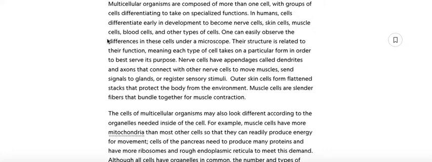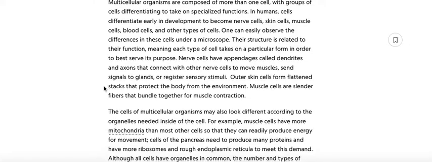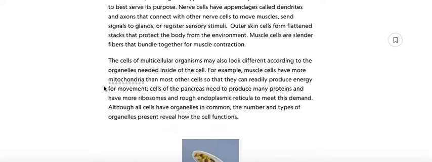Their structure is related to their function, meaning each type of cell takes on a particular form in order to best serve its purpose. Nerve cells have appendages called dendrites and axons that connect with other nerve cells to move muscles, send signals to glands, or register sensory stimuli. Outer skin cells form flattened stacks that protect the body from the environment. Muscle cells are slender fibers that bundle together for muscle contraction.